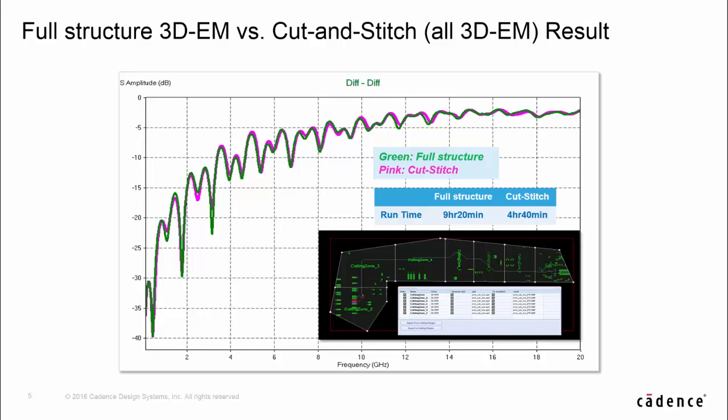In the cut and stitch simulation, there are 7 partitions cut and run simulation with 3D EM full wave solver. On the full frequency range, both the results are matching very well. The simulation time of cut and stitch is only half of full structure.